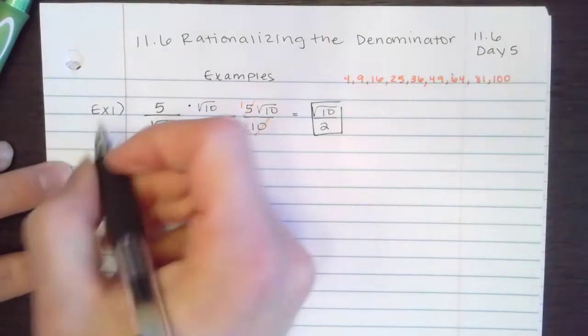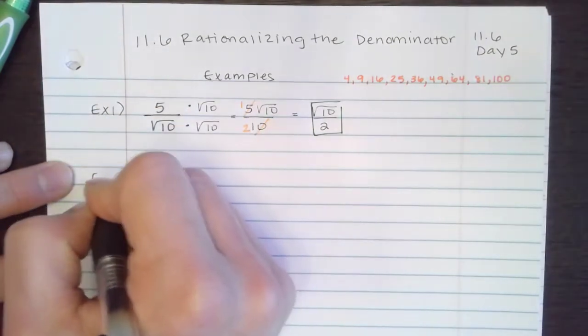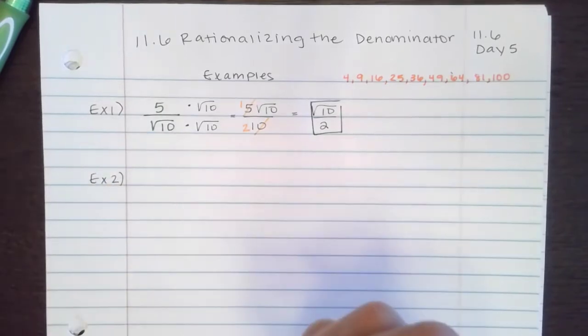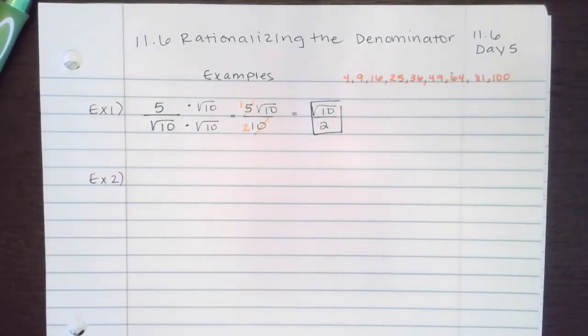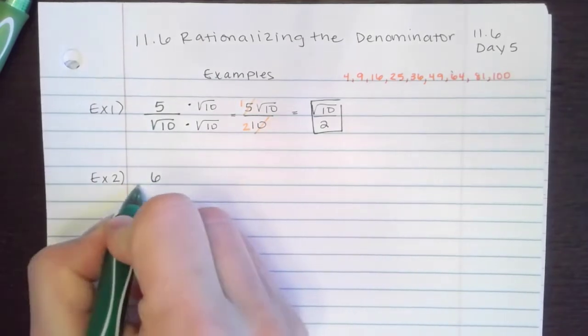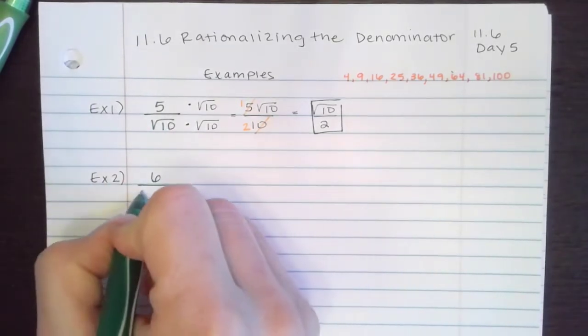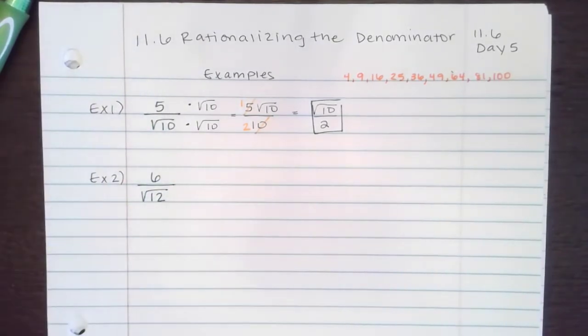Let's look at another problem. They're going to get increasingly more difficult. Maybe difficulty is the wrong word, just more steps. More things that you'll need to simplify. Steps you've done before, but just a whole bunch at once. So, again, I'm going to try and stay consistent with these colors here. 6 divided by the square root of 12.